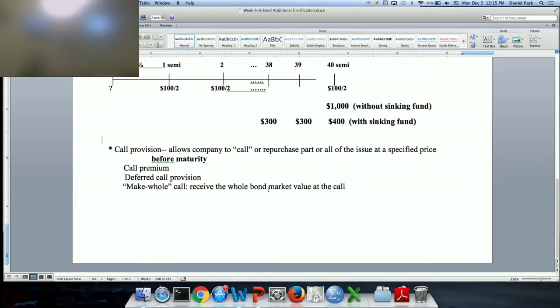And the last item in this chapter, call provision. Call provision means a company will call and ask you to return the bond you have. The company repurchases the bond earlier than its maturity year. Why do they call? Anytime they think it's a good time to call.